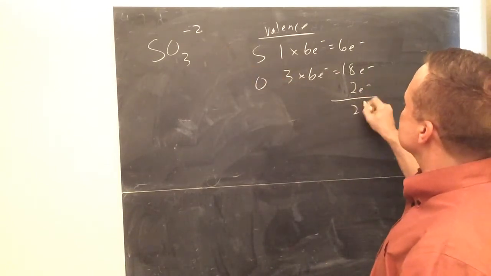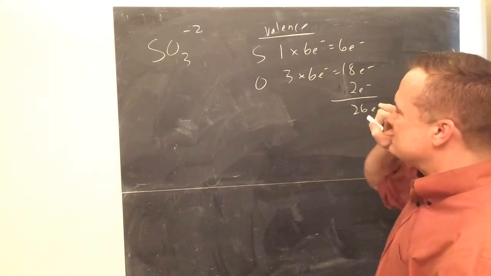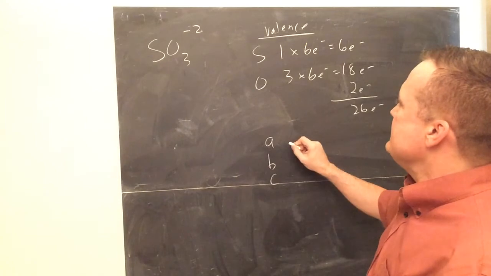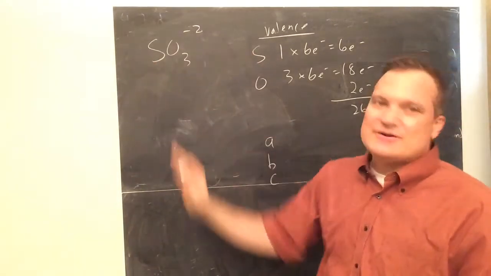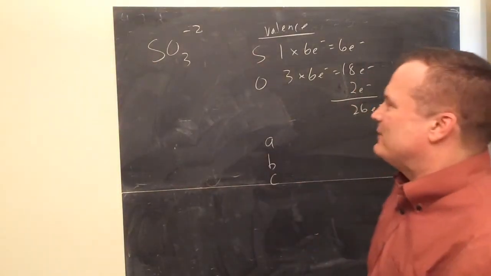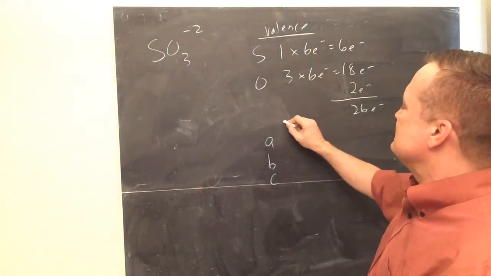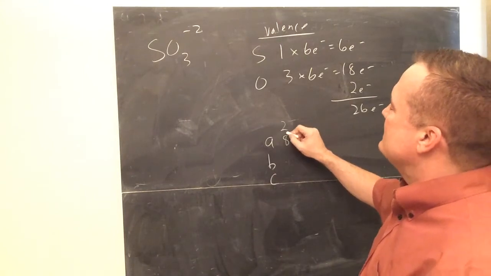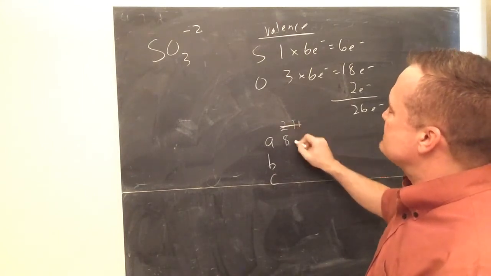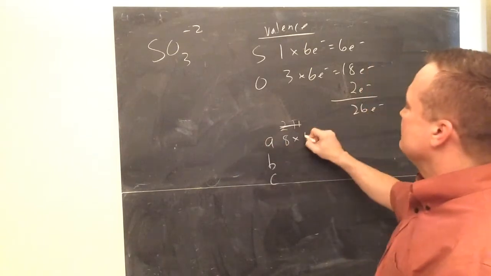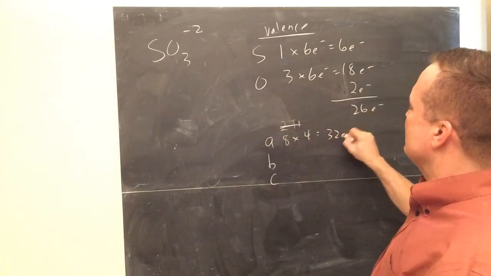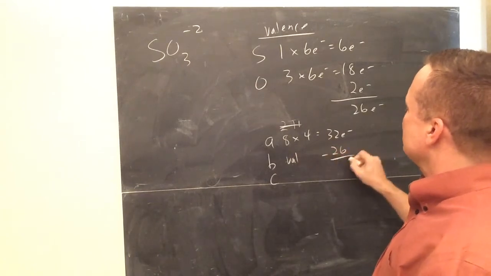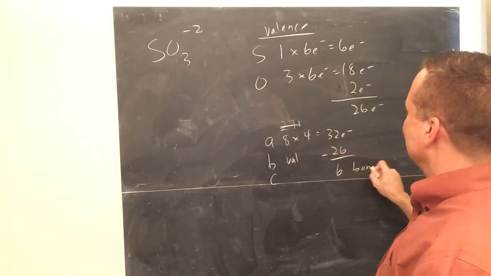So that's 26, a total of 26 valence electrons. Now when I do ABC, A will be 2 times H, but there are no hydrogens, so I'm not going to worry about putting the hydrogens in here. I normally say the ABC method. A is 8 times 4, a lot like the one we just did, 32 electrons. B is the valence, which is 26. 32 minus 26 is 6 bonding.